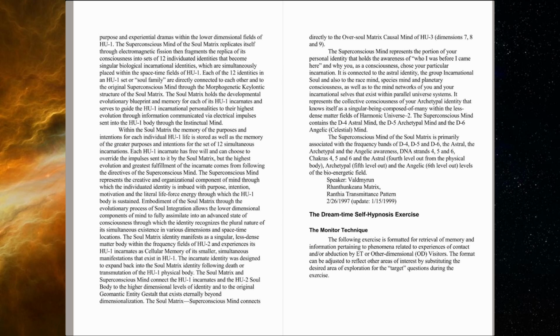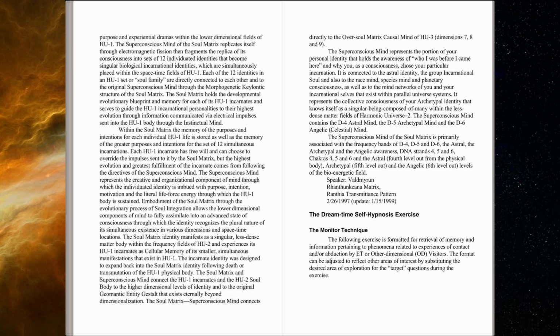Harmonic Universe 1. Each of the 12 identities in a Harmonic Universe 1 set or soul family are directly connected to each other and to the original superconscious mind through the morphogenetic Keylontic structure of the Soul Matrix. The Soul Matrix holds the developmental evolutionary blueprint and memory for each of its Harmonic Universe 1 incarnates, and serves to guide the Harmonic Universe 1 incarnational personalities to their highest evolution through information communicated by electrical impulses sent into the Harmonic Universe 1 body through the instinctual mind.